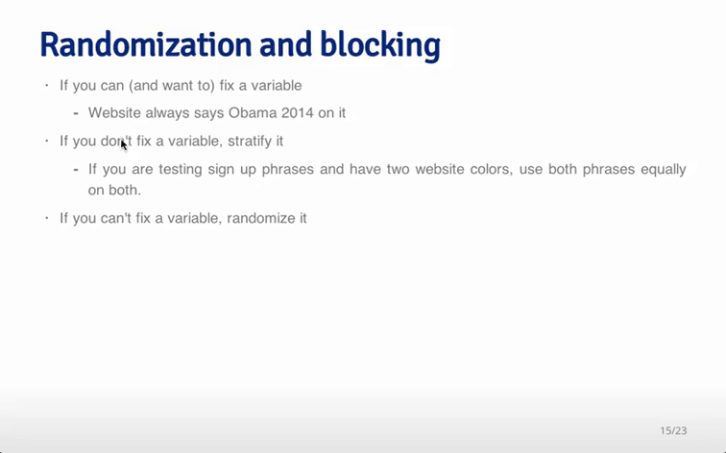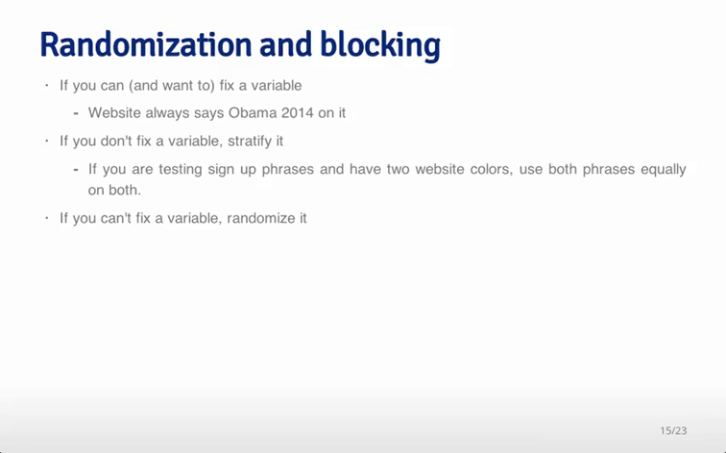For example, in the case where you're considering websites for Obama 2012, you can fix Obama 2012 on all the websites. There should be a 2 there. And then that way, that variable doesn't change no matter what the text is that you're showing people. So you fix that variable, so it can't be a confounder.